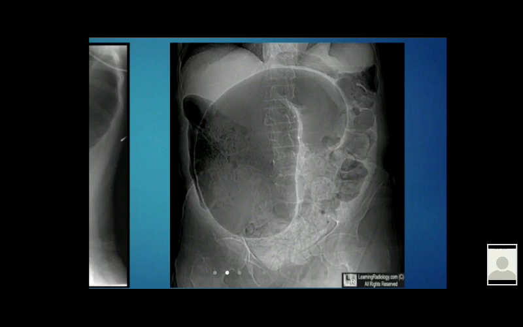So what is the difference between paralytic ileus and dynamic obstruction? So in case of dynamic obstruction, there will be peristaltic movements proximal to the point of obstruction, but in case of paralytic ileus, there will be no peristalsis.